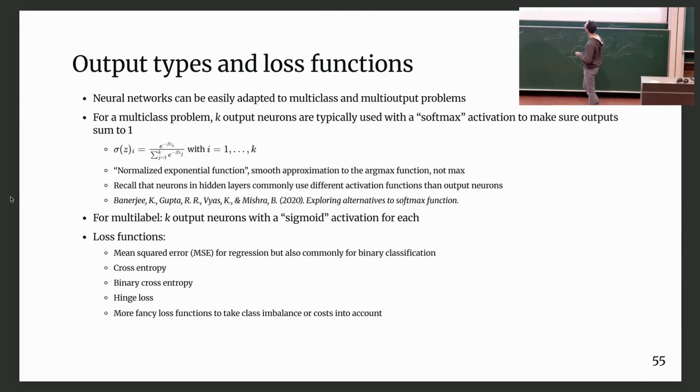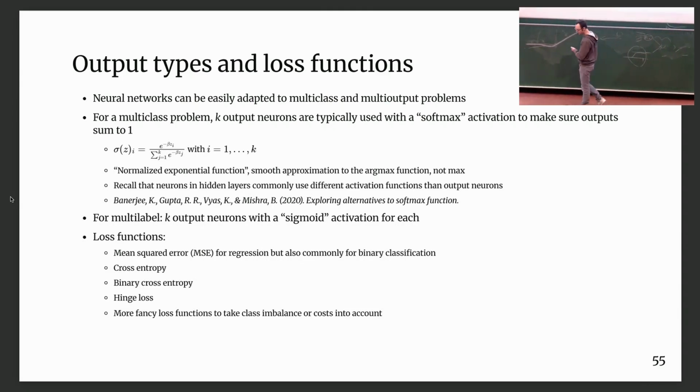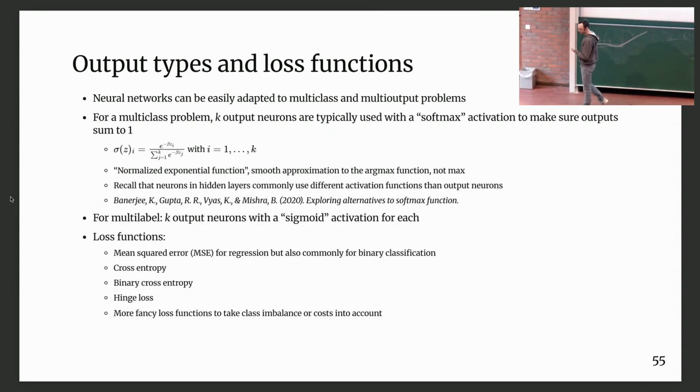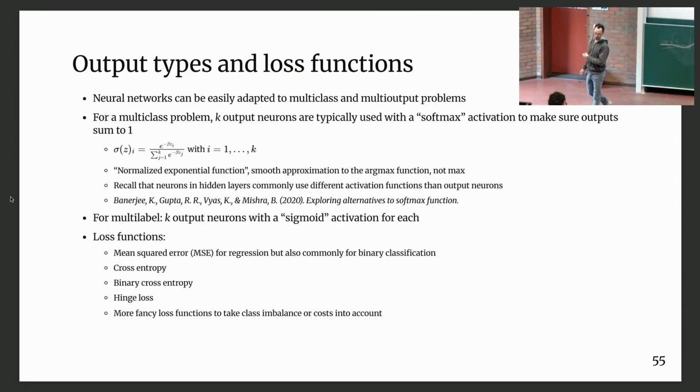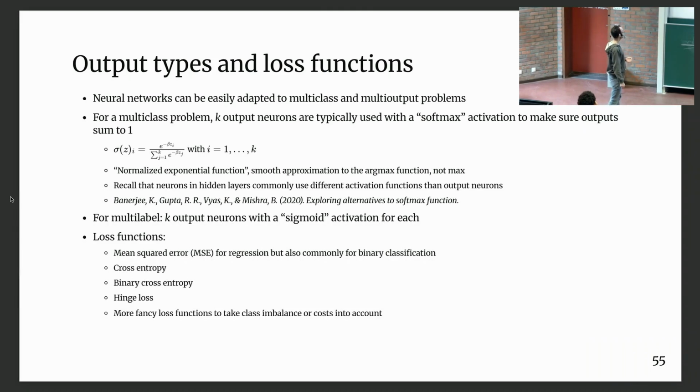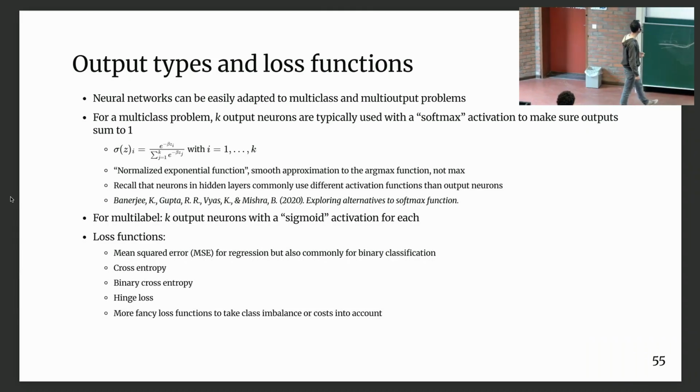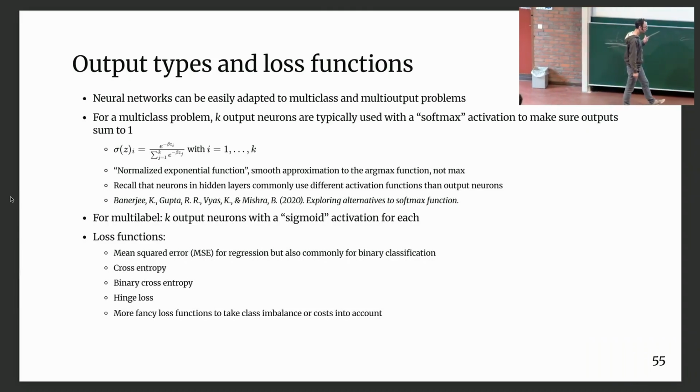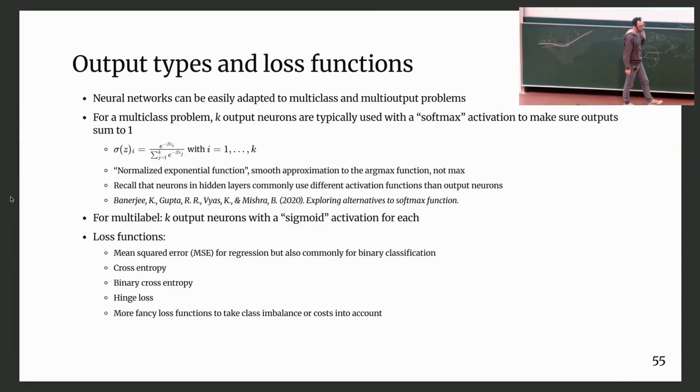If you have regression tasks, then you can use mean squared error or mean absolute error. If you have a classification task, you could do the same thing. Or you can utilize categorical cross entropy or binary cross entropy. You have lots of more fancy loss functions as well.